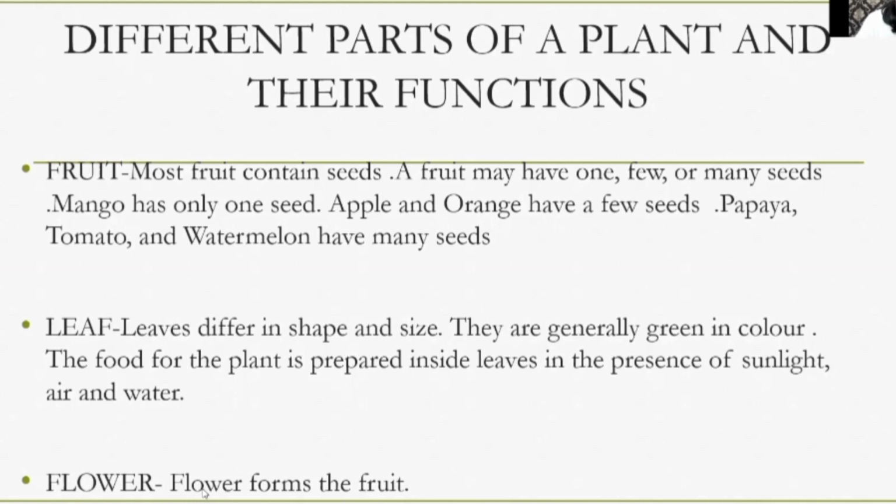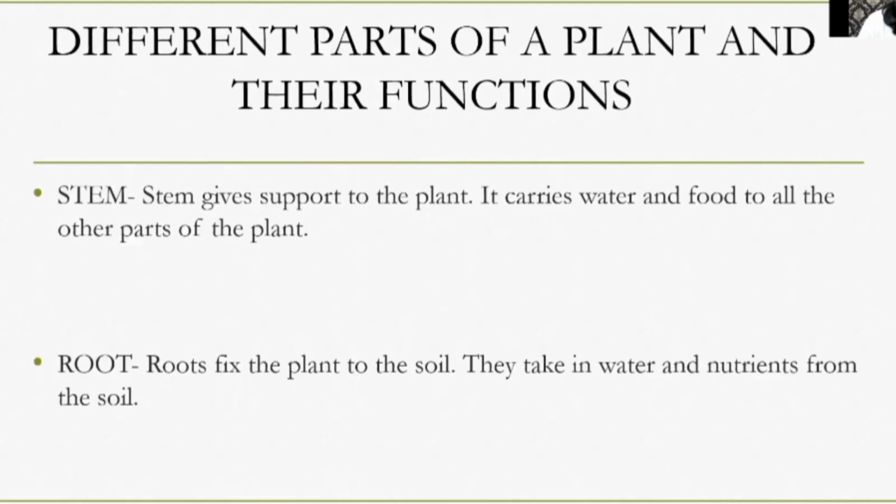Coming to flower, yes, flower forms the fruit. Okay, moving on. Stem. Stem gives support to the plant. It carries water and food to all parts of the plant. So like I mentioned, stem is the most important part of a plant, and it supports the plant and carries water and food to all the other parts of the plant.